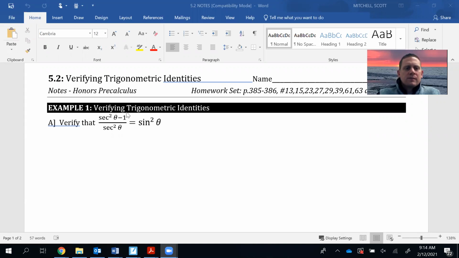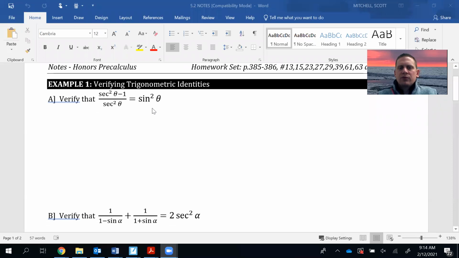So take a look. We have secant squared theta minus 1 over secant squared theta, and that equals sine squared theta. So we're going to work with the left side here. When you're working with identities, you can work with either side, but you usually want to pick the more difficult looking side. So I see a secant squared. When I see the squared identities, it makes me think of the Pythagorean identities.